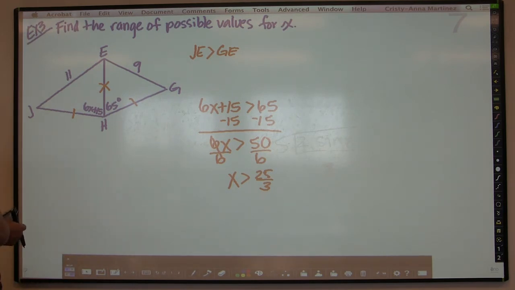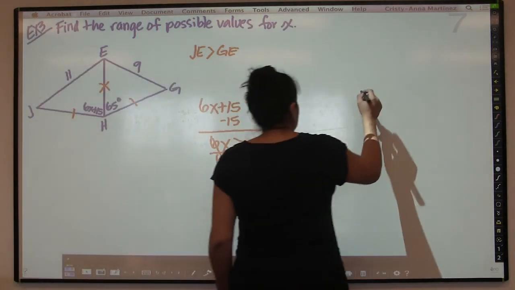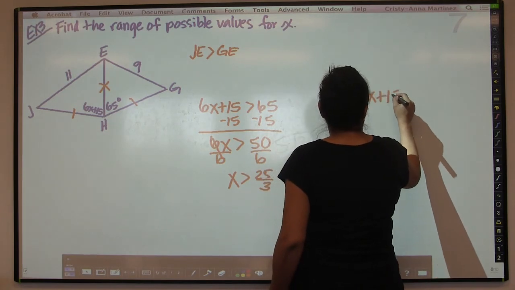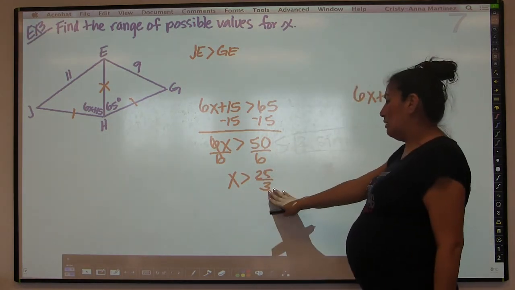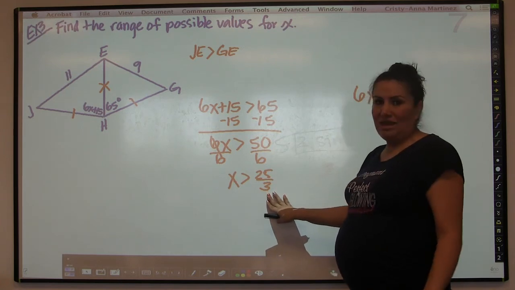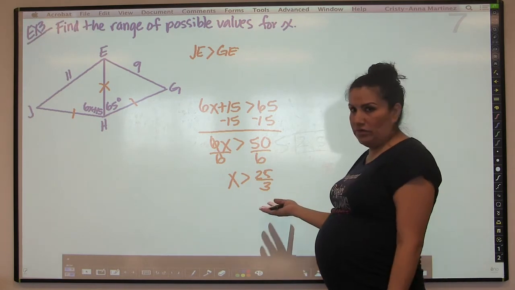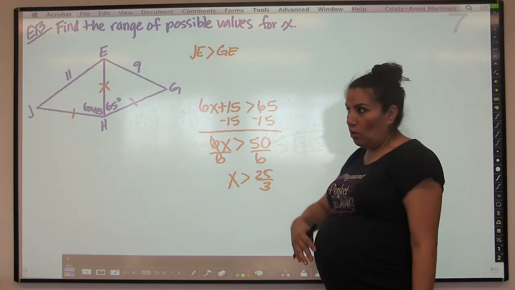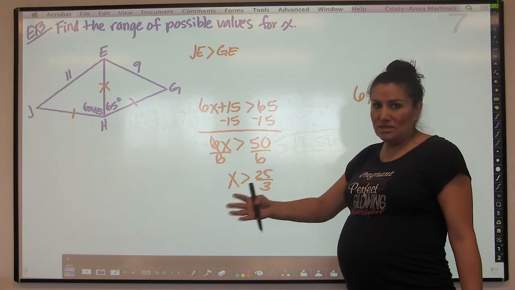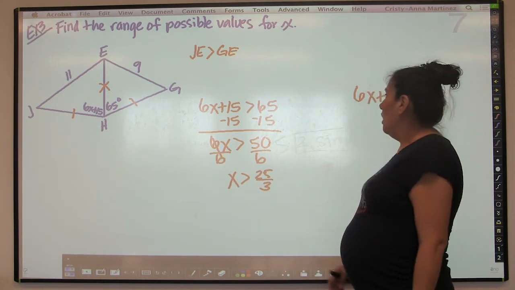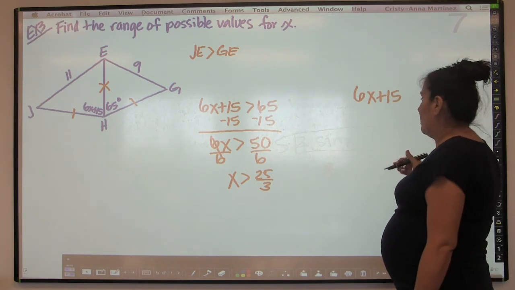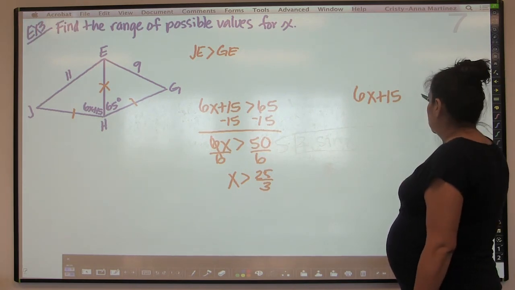consider the fact that the measure of any angle in a triangle has to be less than 180. So we also have to write that 6x plus 15. Right now we're saying that x can be bigger than 8 1/3. So basically it's saying that it can be 200, because 200 is bigger than 8 1/3. But clearly we can't allow x to just go on forever and be as large as it wants to be as long as it's larger than 8 1/3. So we also have to make sure that no angle in the triangle is larger than 180.